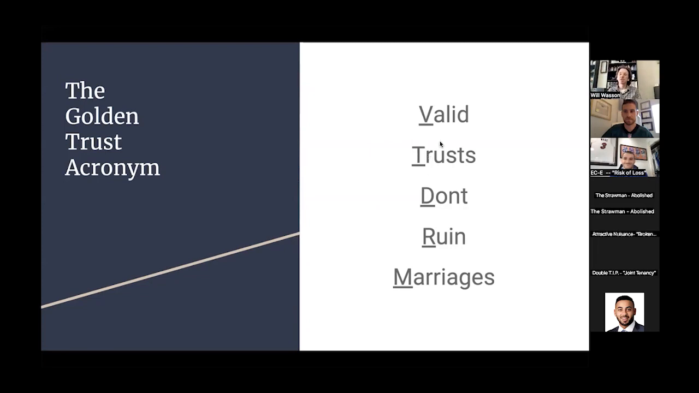But valid trusts don't ruin marriages. The V stands for validity, pretty easy. T stands for the types of trust. D stands for duties of a trustee. R stands for removal of a trustee, and M stands for modifications of the trust. We'll go through all those individually. But if you just remember valid trusts don't ruin marriages, it makes it very easy to remember everything.